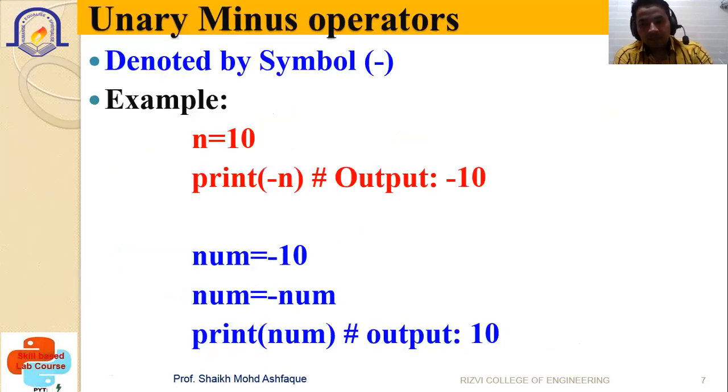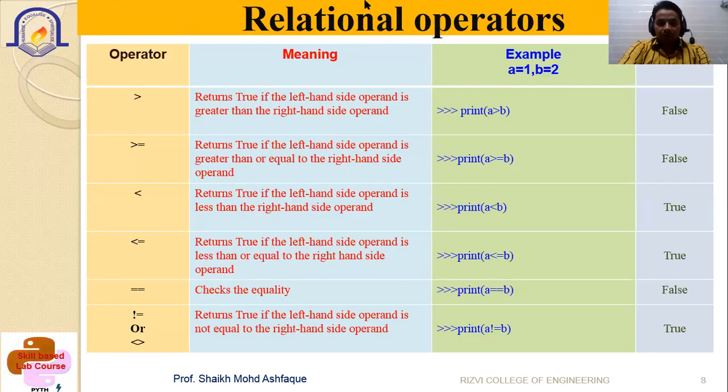Next is unary minus. Unary minus, as the name indicates, is the symbol used for the minus. If you want a certain minus value to be written, for that you can use the minus symbol. Example is n is equal to 10, print minus n. So output will be minus 10. Suppose we are writing num is equal to minus 10 and num is equal to minus num. So basically it will become minus into minus, it will become plus. So whenever you are going to print it, it will print a value as 10, that is your positive value. So whenever you require a unary minus sign, at that time the minus symbol is to be introduced. Whenever you print it, it will be printed onto the output.